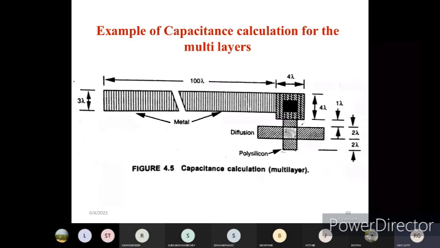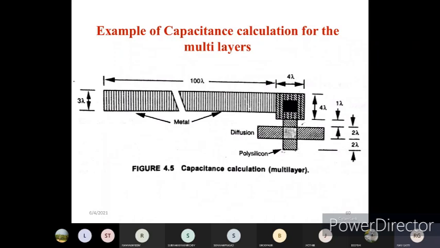Similarly, for the polysilicon area, that is 4 lambda into 4 lambda, which is the polysilicon area we have shown in the diagram, plus 3 lambda into 2 lambda. If I add these, you will be getting 22 lambda square. That is the polysilicon area.